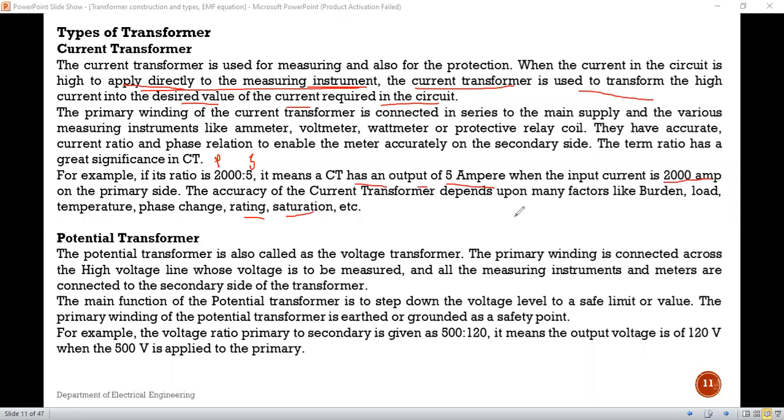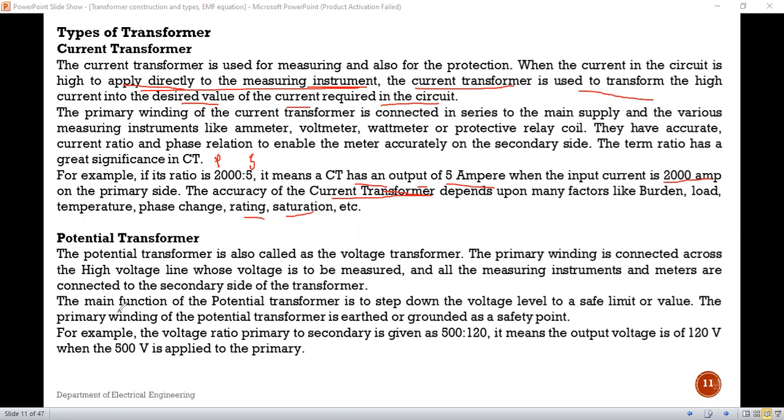So burden on the CT, you people may be studying this part in switchgear and protection. Burden on the CT, then load, how much load, then the temperature rise, whether the temperature is within the specified limit or not, phase change, then rating of equipment and the saturation level. Okay, so these are some of the factors on which the accuracy of the current transformer depends.